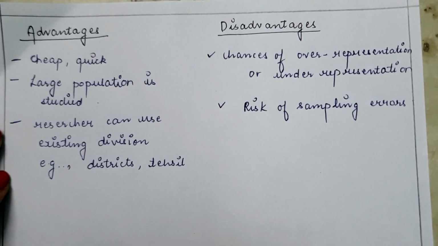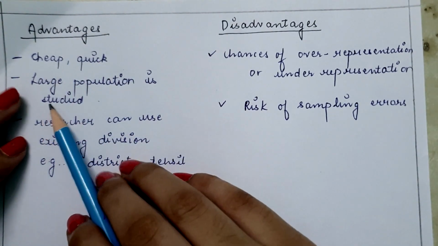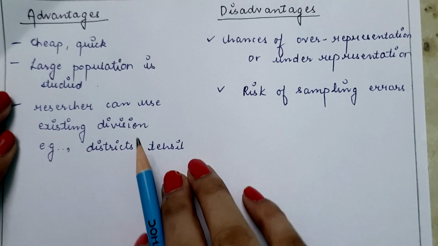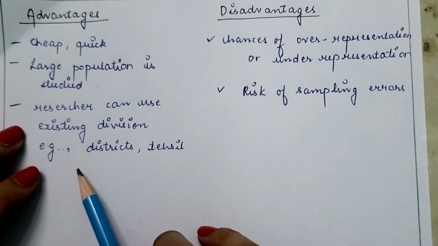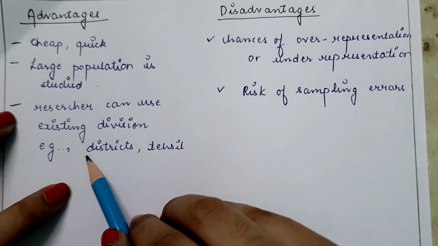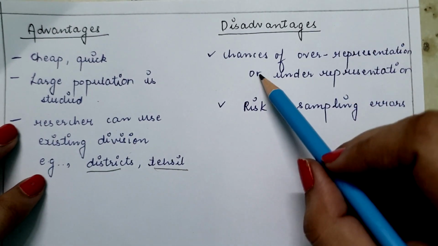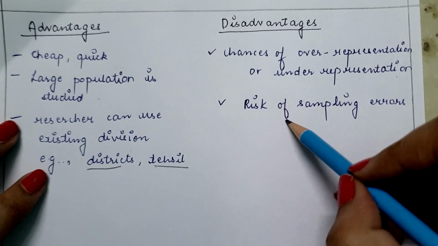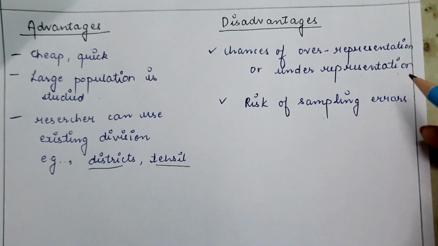Next are the advantages of cluster or multi-stage sampling. It is a cheap and quick method of sampling. Next, the researcher is able to study a large population. Next, the researcher can use the existing divisions, like when dividing the population into clusters, they can use existing divisions like district, tehsil, states. Next are the disadvantages: the chances of over-representation or under-representation, and the risk of sampling error. So that's all about the fourth type, that is cluster or multi-stage sampling.